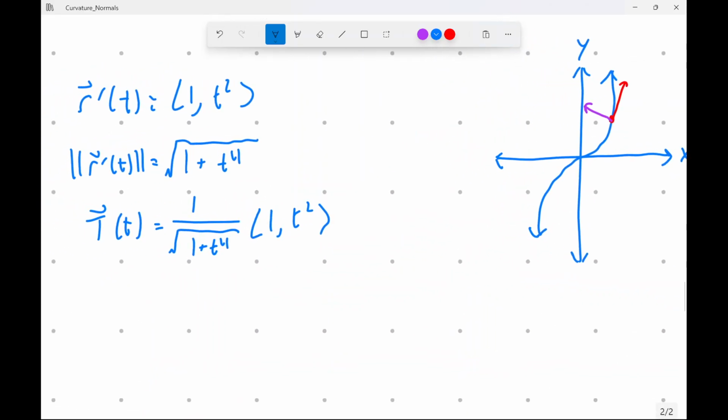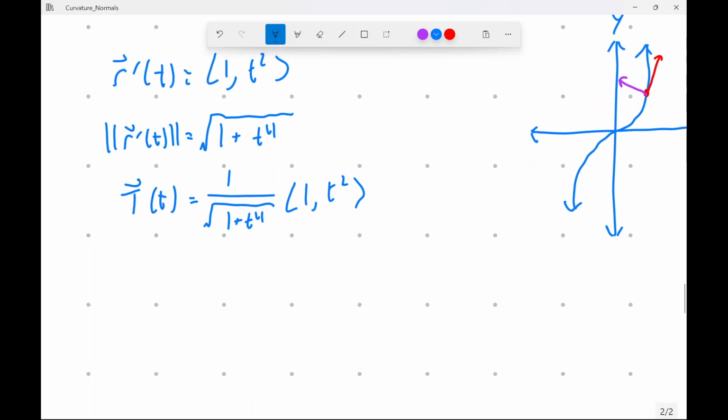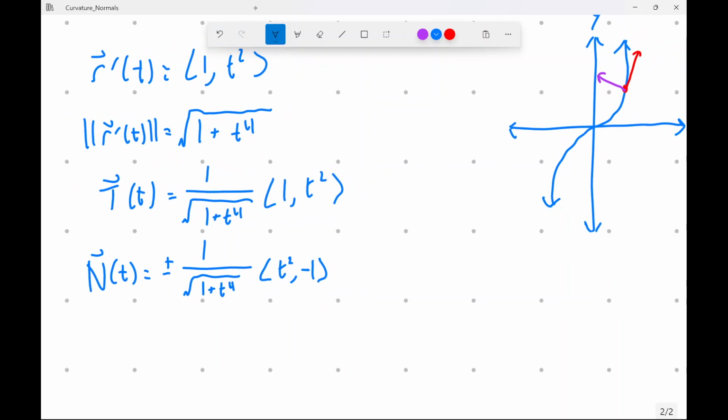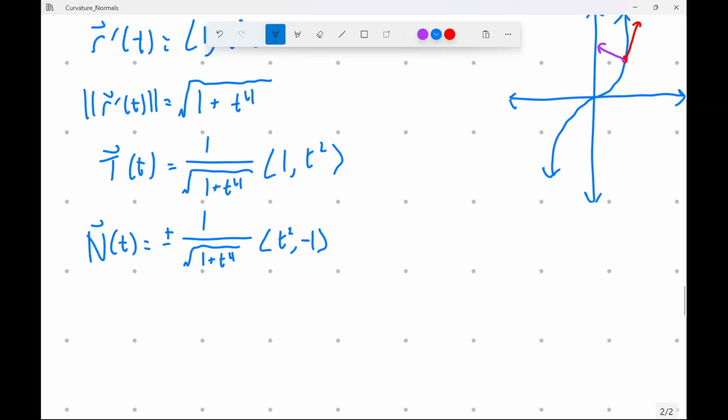There's actually a shortcut in 2 dimensions to get the normal vector. And the way that you do that is N of t is equal to plus or minus, and then the exact same thing, except you switch these two, and then you make one of them negative. And the reason that's true is because if you take the dot product of these two, because you switched them, you'll get the same number twice, but you made one of them negative, so they'll end up canceling out. And so you could try that.